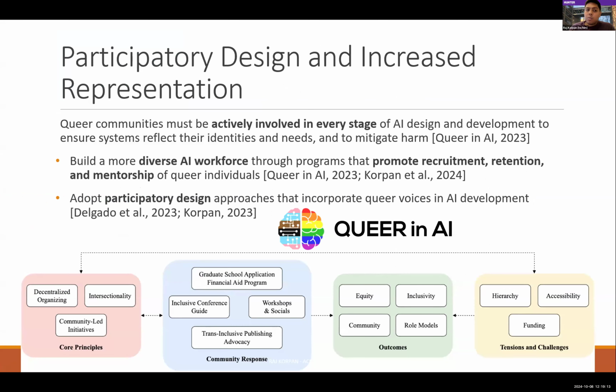This can be done using approaches like participatory design, bringing the community into the design and development of the system. And also, not only involving people in the design of the system, but also building a more diverse workforce. We need multiple disciplines and perspectives and backgrounds that are involved in the creation of these systems so that we can hopefully design a more inclusive approach.